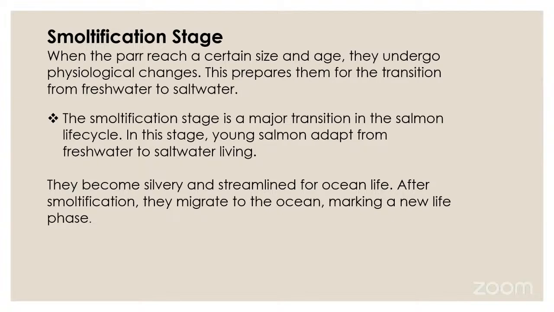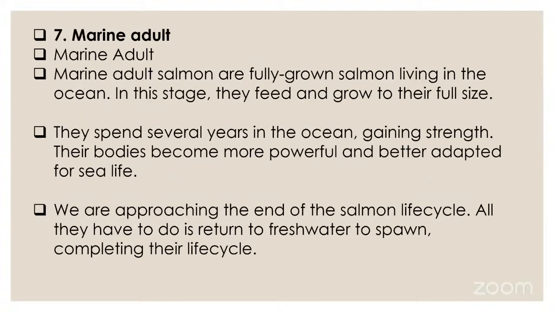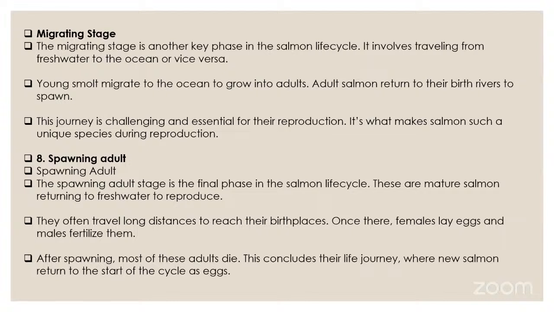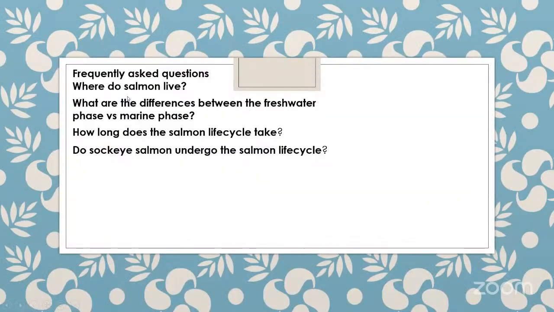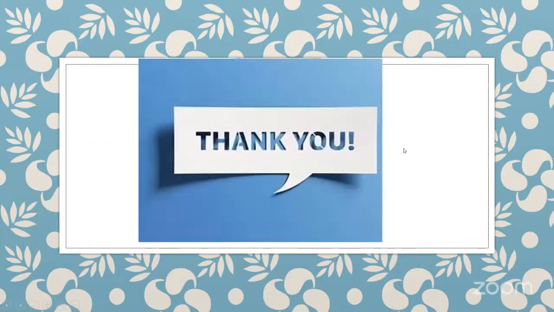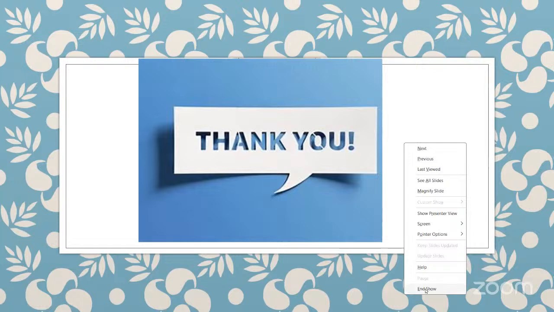Then the smoltification stage. What is smolt? What is marine adult? What are the different stages of salmon's life? These are the questions that we can expect. Where do salmon live? What are the differences between the freshwater phase and marine phase? How long does the salmon life cycle take? Do sockeye also undergo the salmon life cycle? This is a kind of salmon fish. Does it also undergo the life cycle? So, hope you all have understood this.